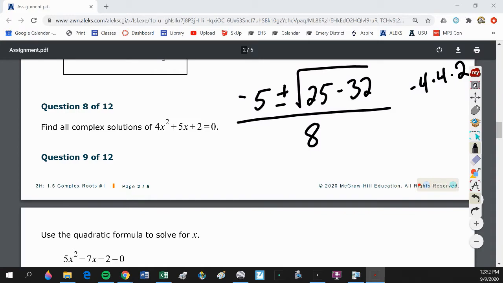So 25 minus 32 is negative 7. Okay. Does the square root of negative 7 simplify? The only thing that can come out is an i. So we put the i right there. And the answer is negative 5 plus or minus i root 7 over 8.